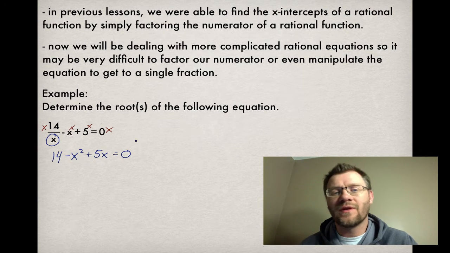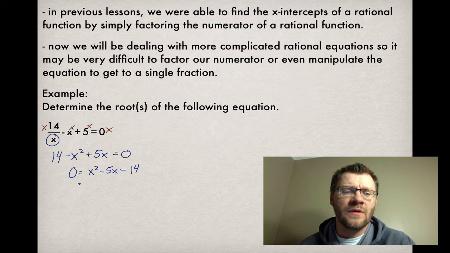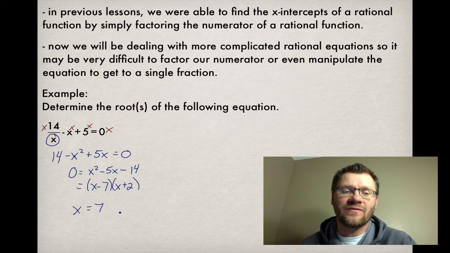So we're just going to move everything over to the right-hand side. So that x squared now becomes positive. The 5x now becomes negative, and the 14 also becomes negative. So to solve this quadratic, well, we just factor. So we're trying to find two things that multiply together to give negative 14 and add together to give you negative 5. And that would be negative 7 and positive 2, which means my answers are x equals positive 7 and x equals negative 2.